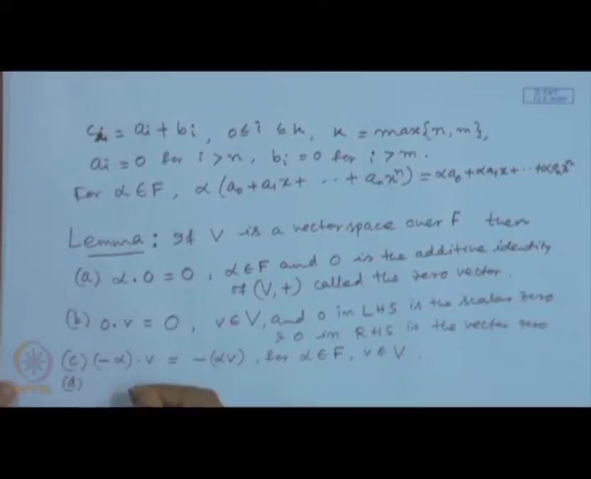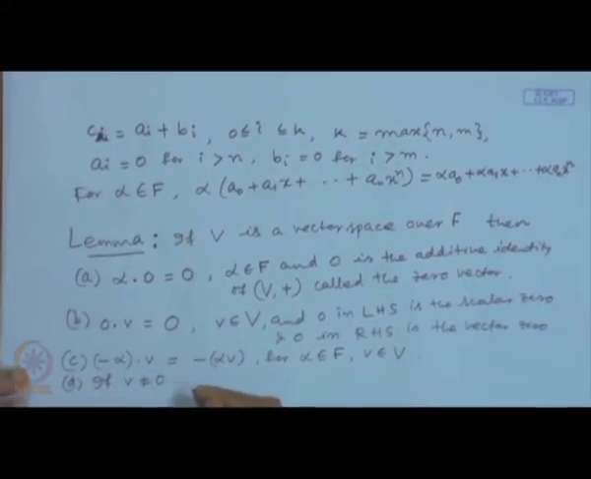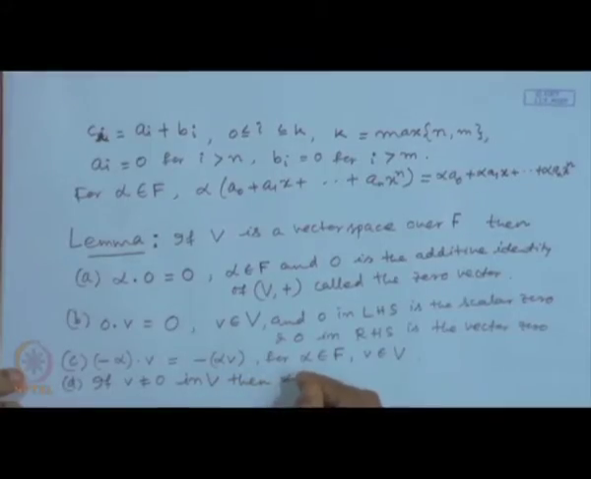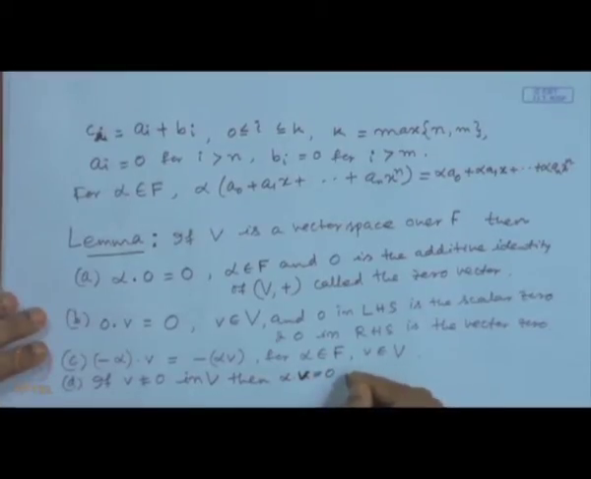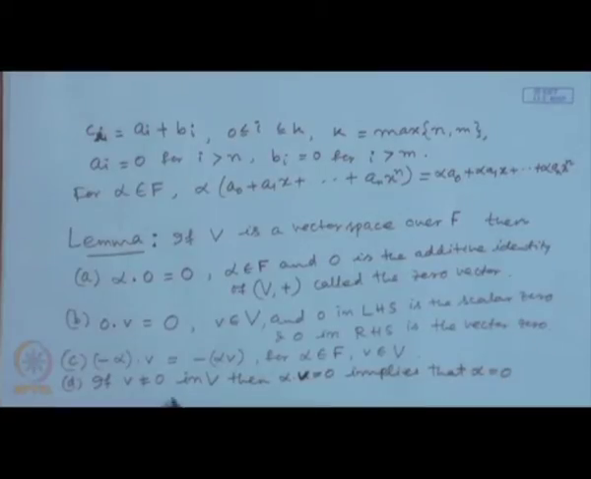Fourth property we can have is this: if V is a non-zero vector in V, then alpha dot V equal to 0 implies that alpha equal to 0. That means, for any non-zero vector V, if alpha dot V equal to 0, then alpha equal to 0 for any alpha in F.